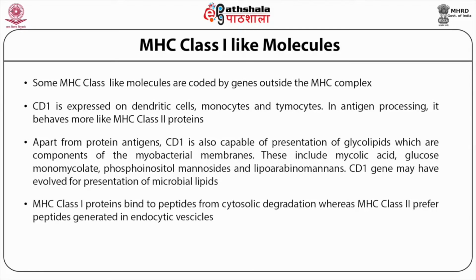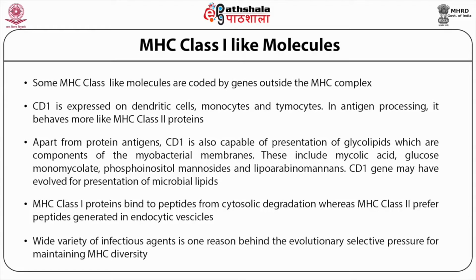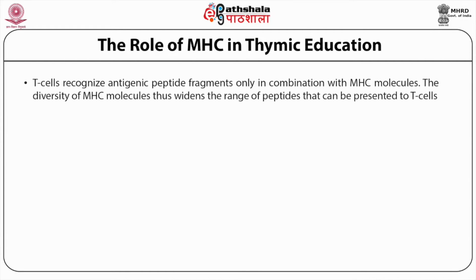MHC class I proteins bind to peptides from cytosolic degradation, whereas MHC class II prefer peptides generated in endocytic vesicles. A wide variety of infectious agents is one reason behind the evolutionary selective pressure for maintaining MHC diversity. T cells recognize antigenic peptide fragments only in combination with MHC molecules. The diversity of MHC molecules thus widens the range of peptides that can be presented to T cells.